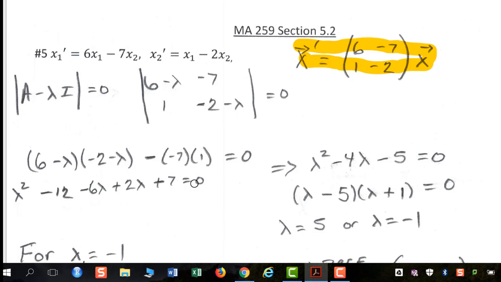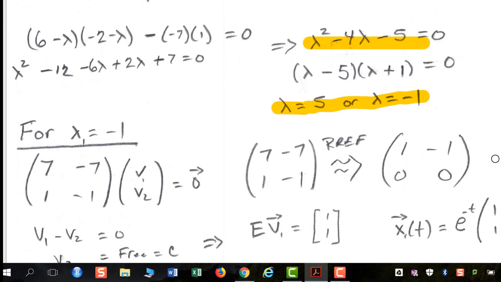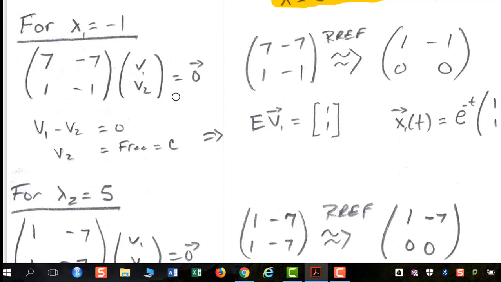I work out the algebra and simplify, and I get lambda squared minus 4 lambda minus 5 equals 0. I factor, and I get lambda equals 5 or lambda equals negative 1. I call this lambda 1 equals negative 1. I have the situation of distinct real roots of negative 1 and 5.